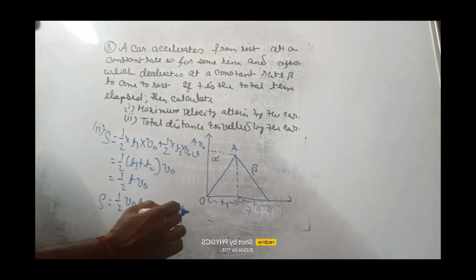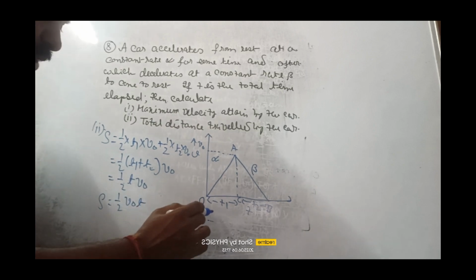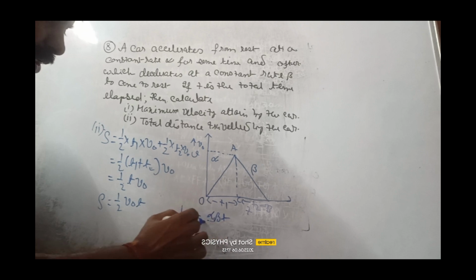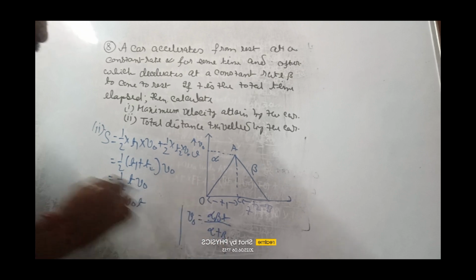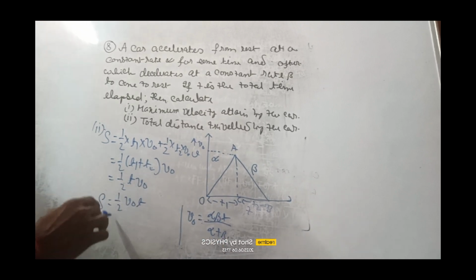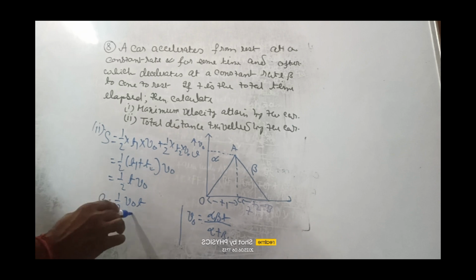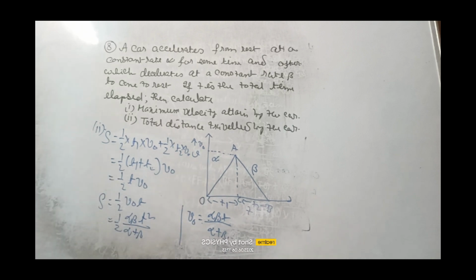Before, we got v0 equals alpha beta t by alpha plus beta. Now replacing v0 by alpha beta t by alpha plus beta, we get half alpha beta into t squared by alpha plus beta, which is the answer.